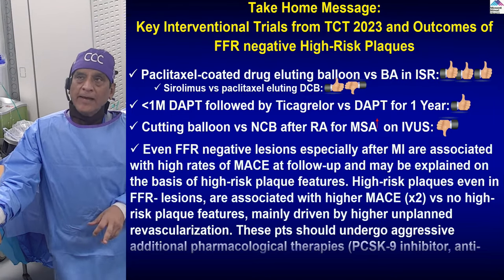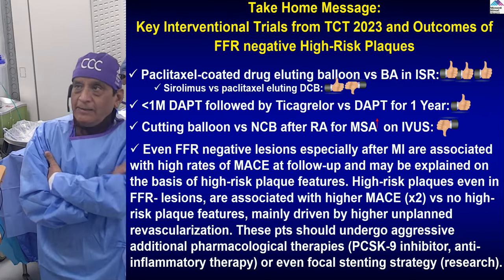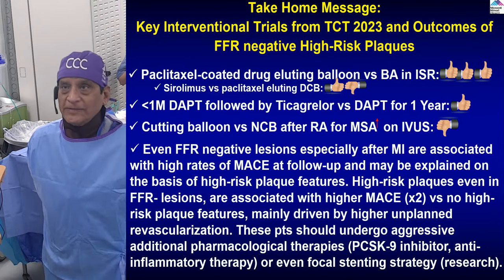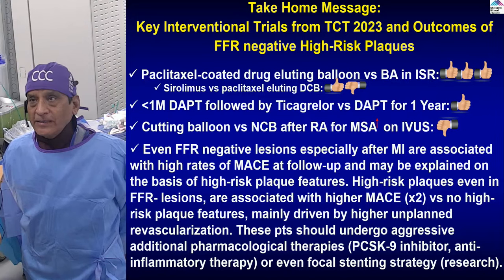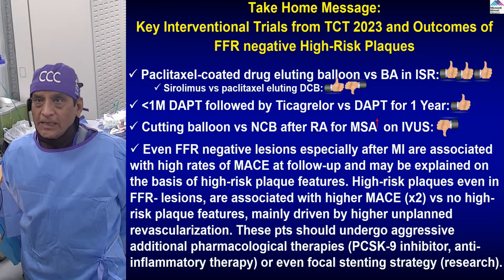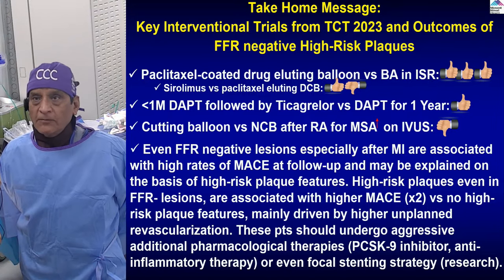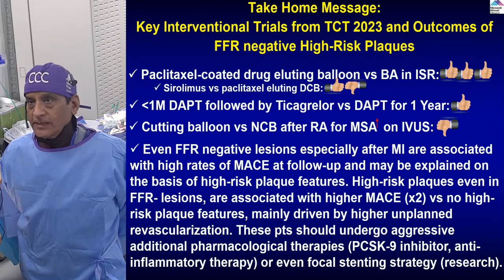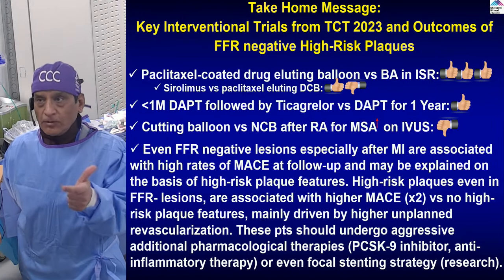1 thumbs down. Then even FFR negative lesions, especially after MI, because they have vulnerability, a lot of vulnerable plaques are associated with a high rate of MACE at follow-up, and maybe this can be explained on the basis of high-risk plaque features. High-risk plaques, even in FFR negative lesions, are associated with 2 times higher MACE versus no high-risk features, mainly driven by unplanned revascularization. These patients should undergo aggressive additional pharmacological therapy.